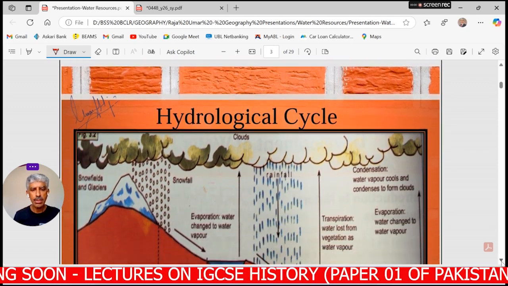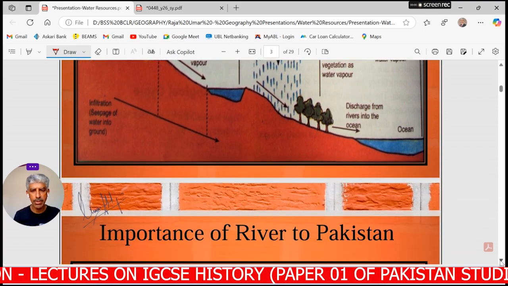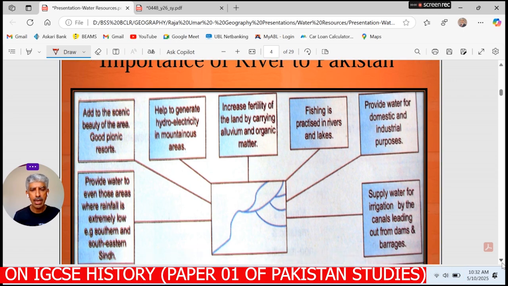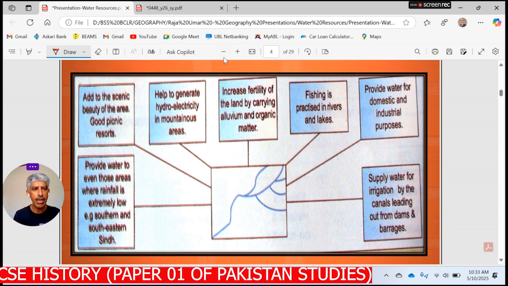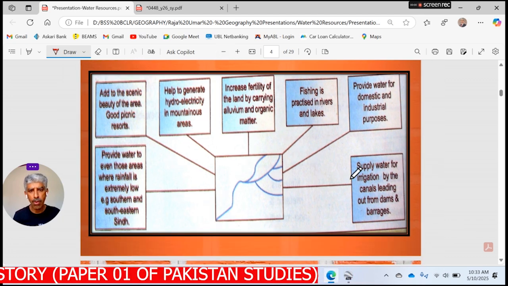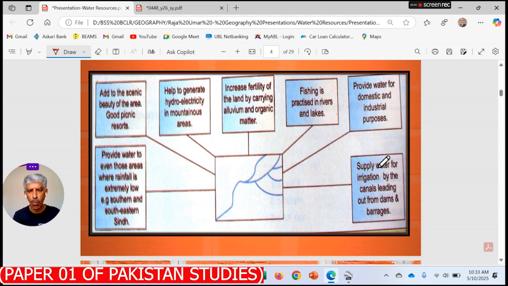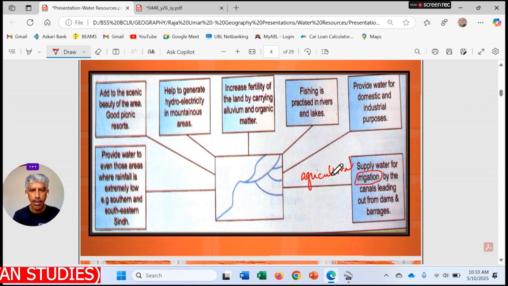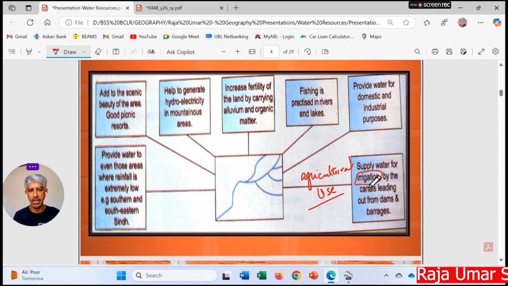Moving on, the hydrological cycle is not necessary for the Cambridge syllabus, as we have just discussed the syllabus. It was not given over there. So here we are with the importance of rivers to Pakistan, and why rivers are considered very important. Number one, they supply water for irrigation, which means agricultural use of water. As Pakistan is an agricultural country, these rivers are very important, as they contribute towards agricultural development, agro-based industrial development, and the domestic needs of the huge population of Pakistan.